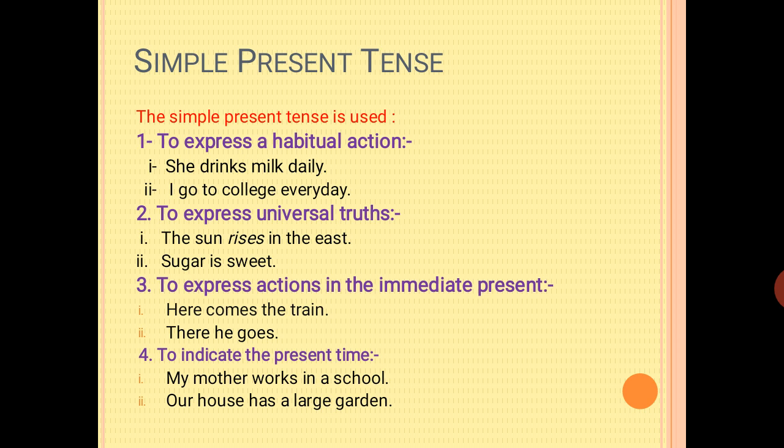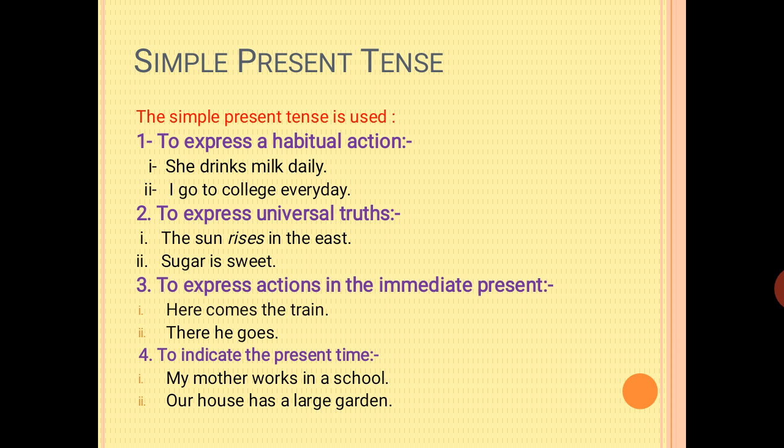The first tense is simple present tense. The simple present tense is used to express habitual action. She drinks milk daily. I go to college every day. Both sentences express a habitual action: she drinks milk every day and I also go to college every day.